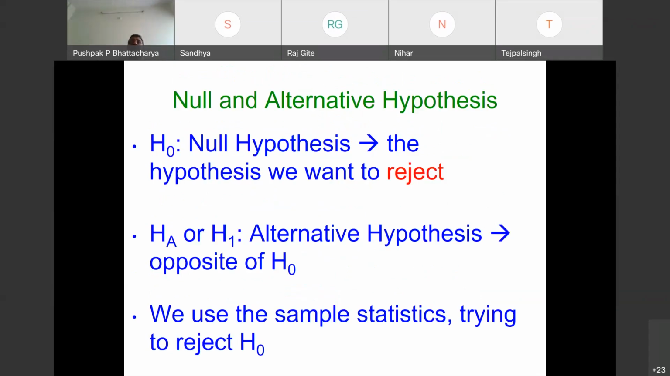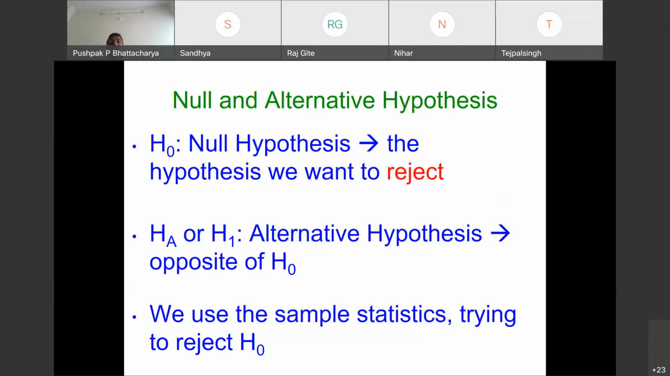So two very critical terms in hypothesis testing are null and alternative hypothesis. There are symbols for this. H0 is called the null hypothesis, and this is the hypothesis we want to reject. So this is the strange and curious part of hypothesis testing.